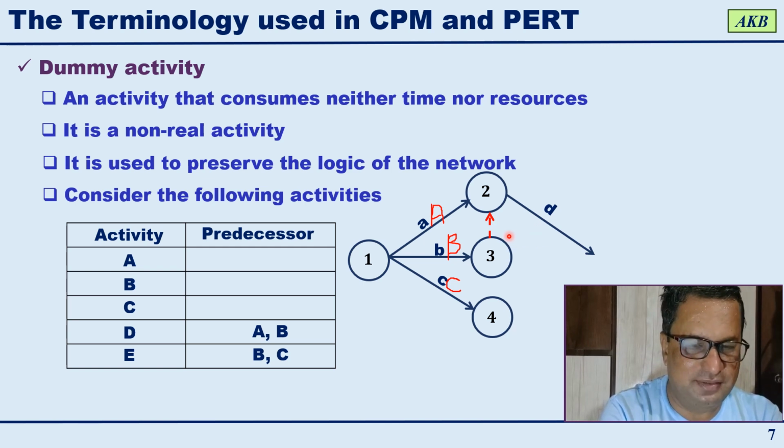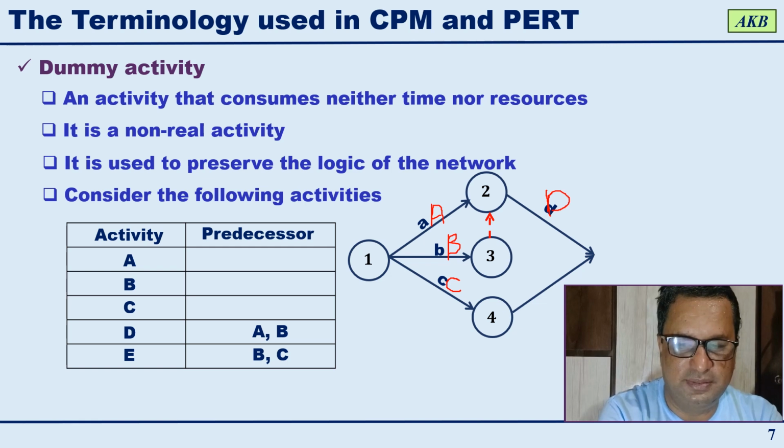So after the completion of activity A, activity D will be starting. Let us use capital D. Activity D will be starting. Then the other condition is the predecessor. Both A and B are predecessor activities to D. That means D can only start when both A and B are completed.